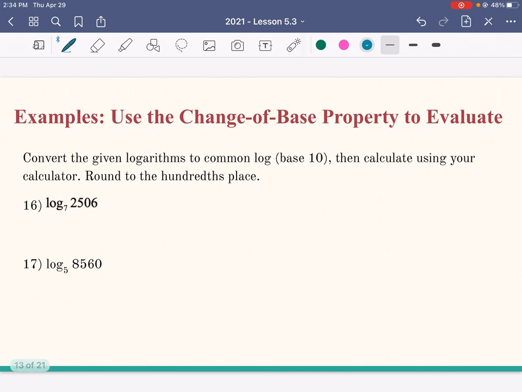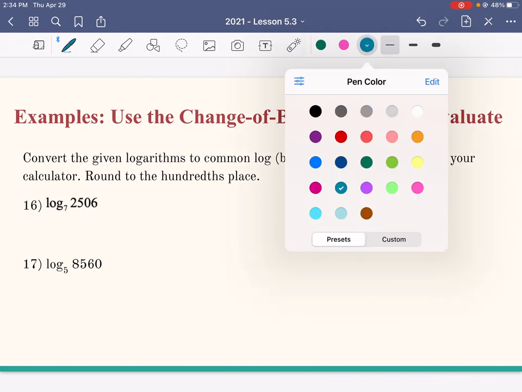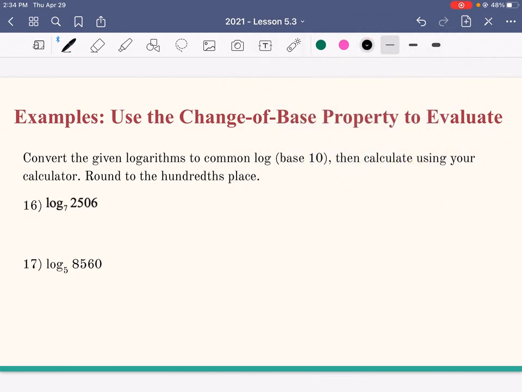All right, so using this really quickly, we'll just go through one example so you guys can see what this looks like. It says convert the given logarithms to common log, which is base 10, and then calculate using your calculator and round to the nearest hundredth place. So we'll have log base 7 of 2,506. We rewrite this as log base 10. We don't technically have to write that because it's a common log, so it's assumed, of 2,506, so this number first, divided by log base 10 again, of the original base 7.